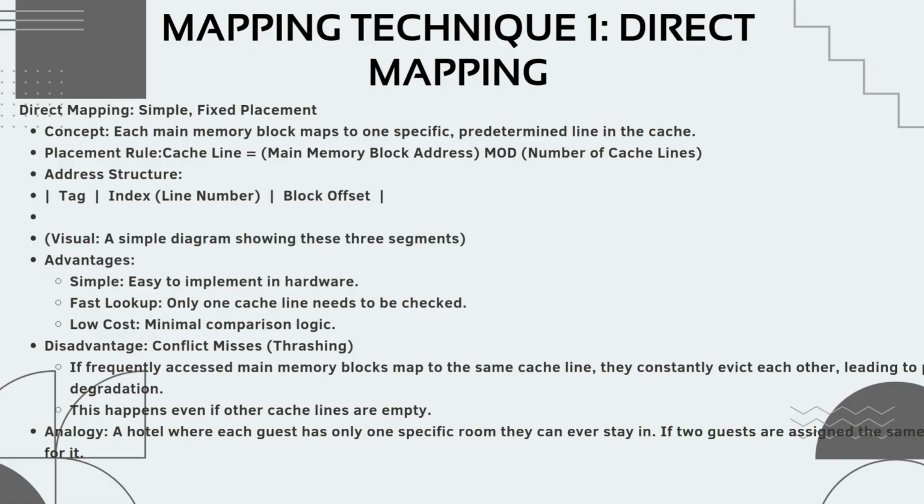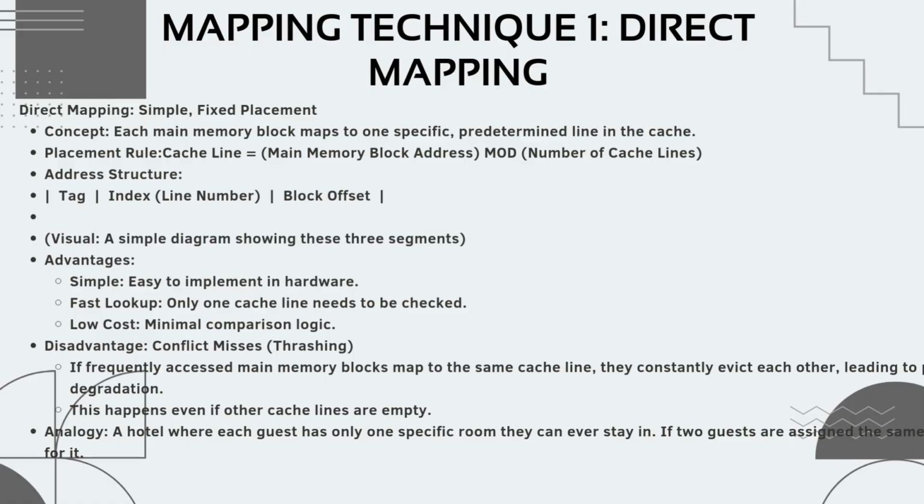The rule for this placement is straightforward. The cache line number is determined by taking the main memory block address and applying a modulo operation with the total number of cache lines. So if you have 8 cache lines, main memory block 0 goes to line 0, block 1 goes to line 1, block 8 also goes to line 0, and so on.